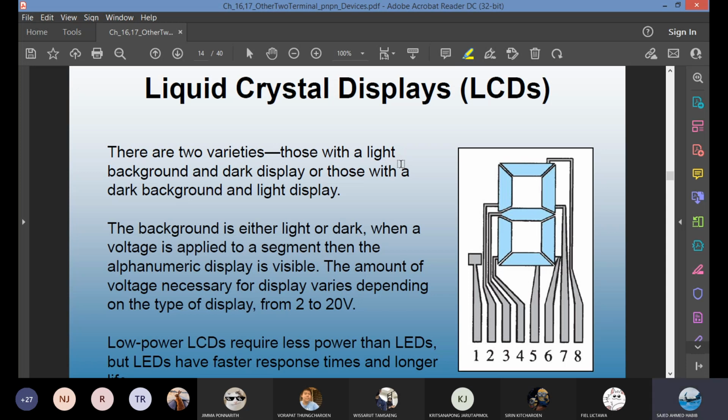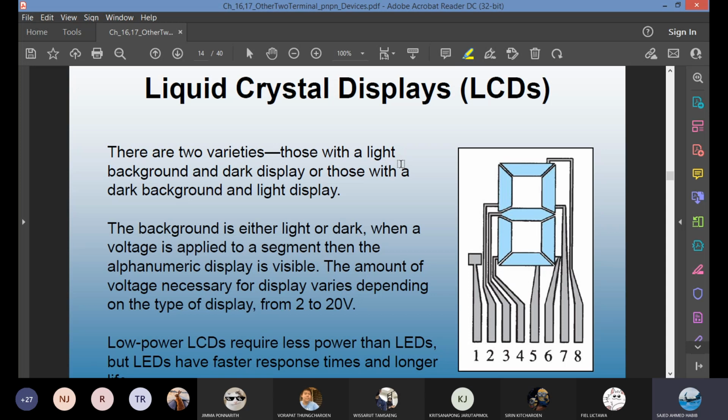Is LCD same as LED? No. What is LED? The light emitting diode. LCD is liquid crystal display. So my calculator is a liquid crystal display, and LED is used everywhere now. Even in the new cars, the rear lights, brake lights, indicator lights, they are LEDs. You can have LCD, which requires less power than LED.